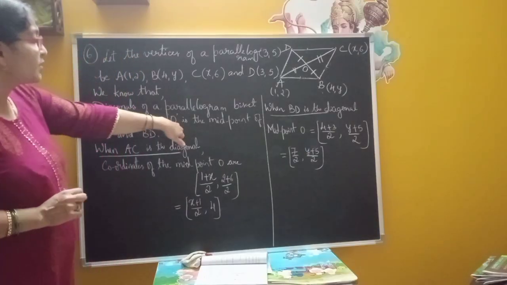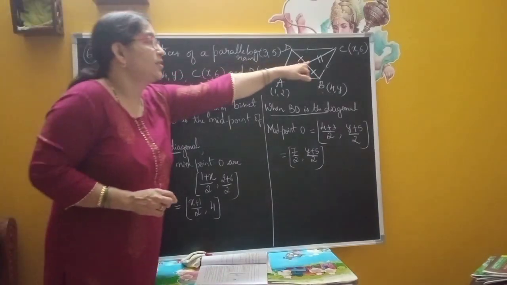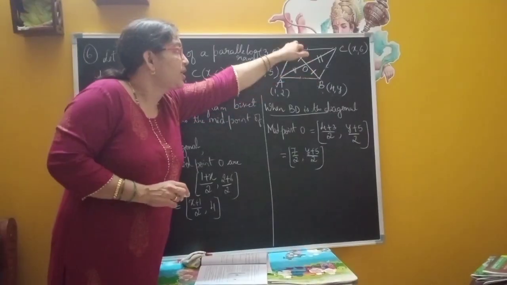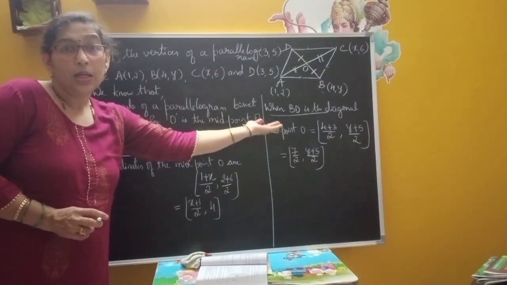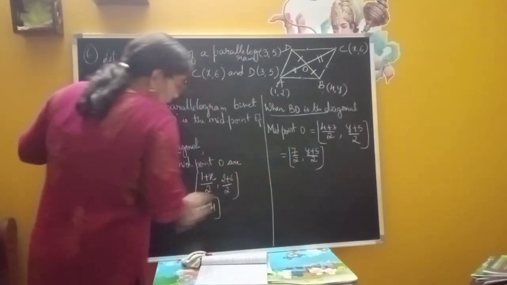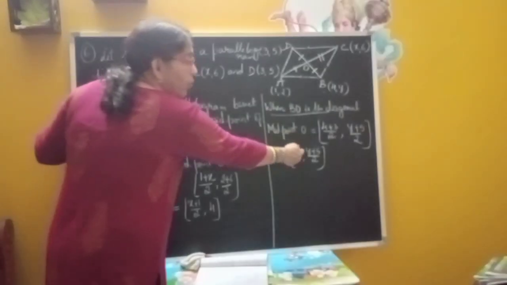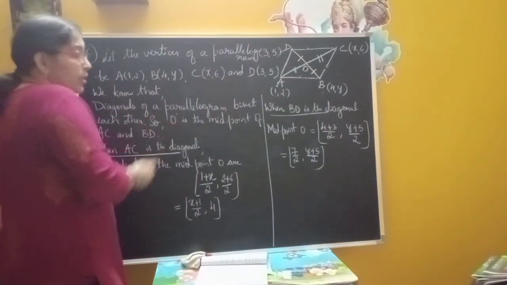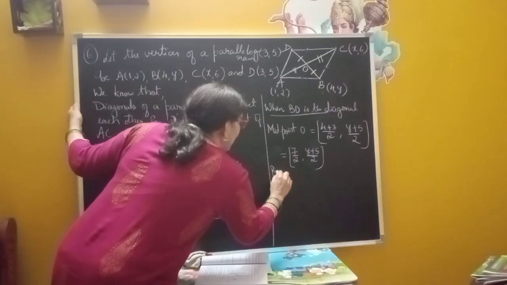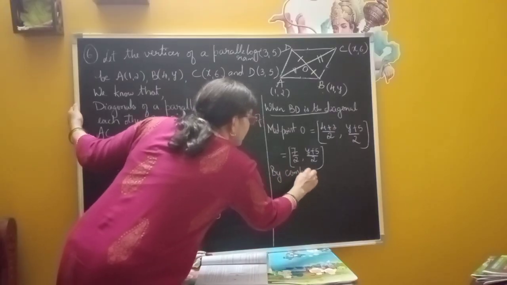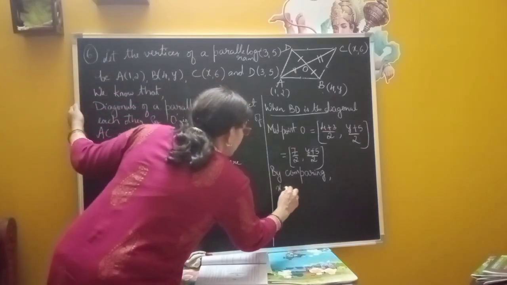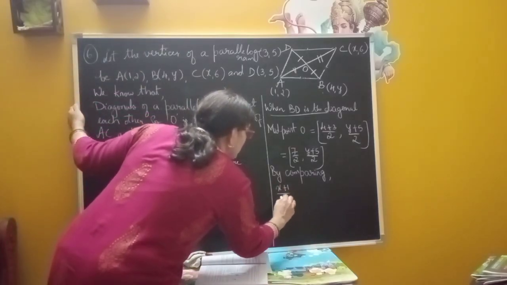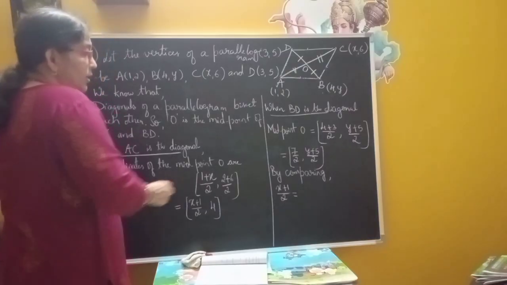Here O is the common midpoint for both AC and BD, isn't it? It is the midpoint of AC as well as BD. So obviously the coordinates must be equal. So the x coordinate (x plus 1) by 2 is equal to 7 by 2, and the y coordinate 4 is equal to (y plus 5) by 2. Okay, now let us compare the midpoints. What do we get now? (x plus 1) by 2 is equal to how much? 7 by 2.